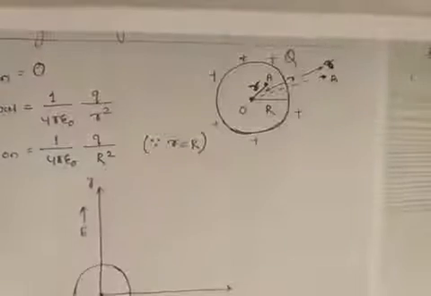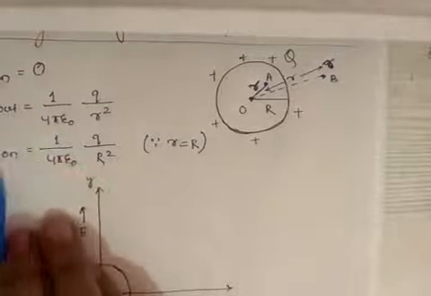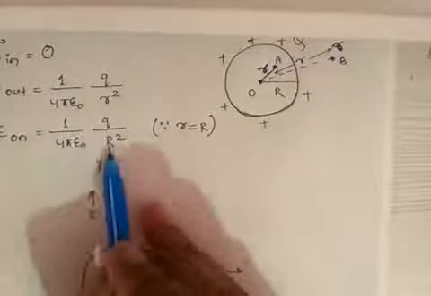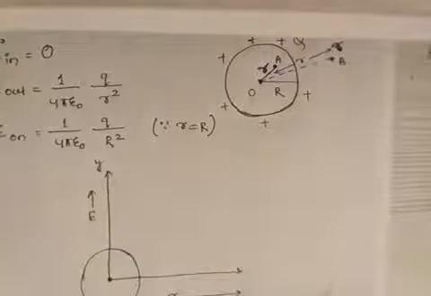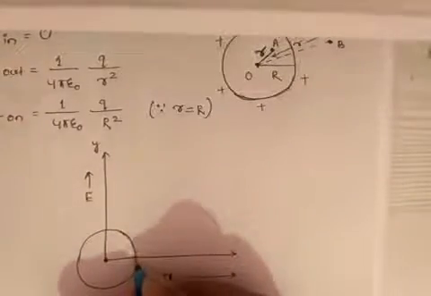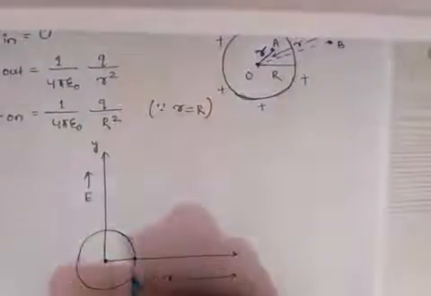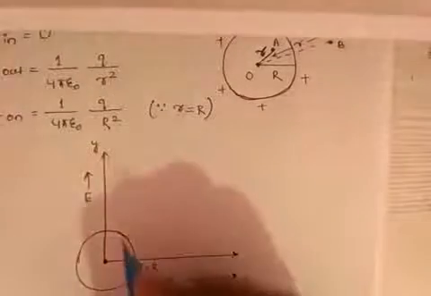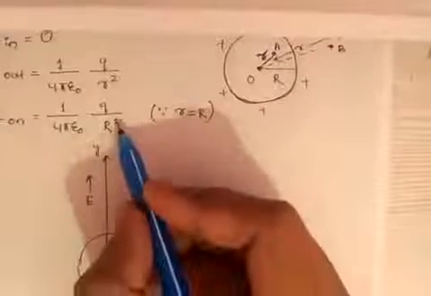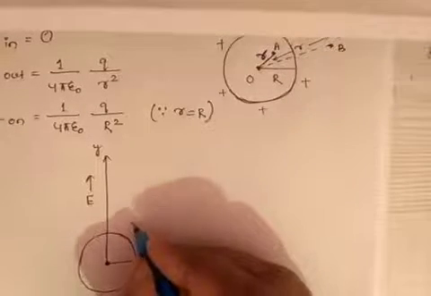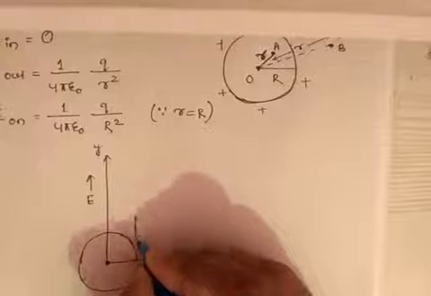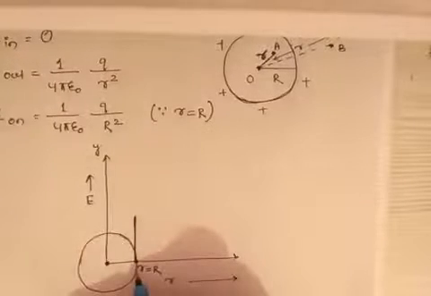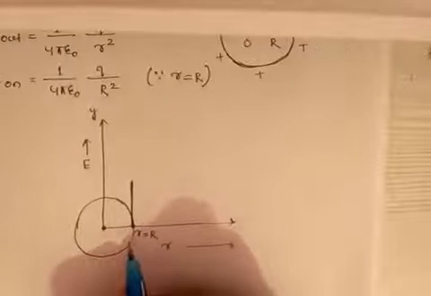Clear. Now let's discuss the on-the-surface case first, that is q upon r square times 1 upon 4 pi epsilon 0. At this surface, we know that r is equal to R, that is the radius of the surface. So at this point we are getting the maximum value of the electric field. That means it is maximum when the point of observation is at a distance equal to the radius of the sphere.